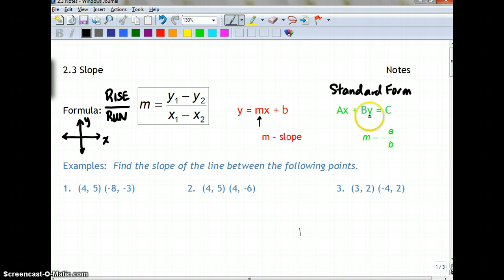If you wanted to, you could solve this for y. If we were going to get y by itself, we would move the a to the other side, and that would make it negative. So this formula right here, negative a, makes sense, because if you're moving it to the other side, you would change the sign. And then you would divide by b, so it makes sense that the b is on the bottom. The way that I read this is the opposite of a over b. So the opposite of a over b is how you want to read that.